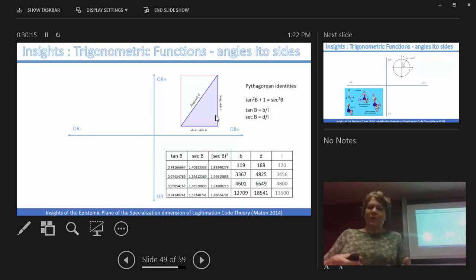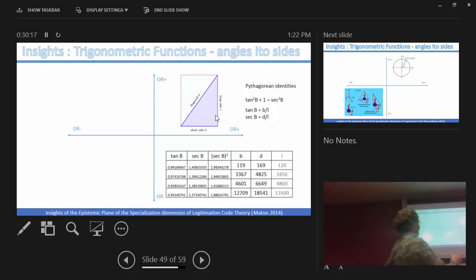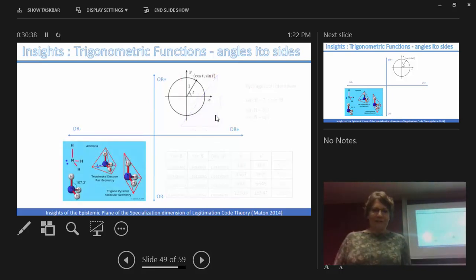But moving towards what we understand better, actually what they did there was to give the Pythagorean identity. So that one became tan squared plus 1 is equal to sec squared. And why they gave us b over l and d over l is they were giving us the tan of this angle up here, or the sec of that angle. So that was quite fascinating.